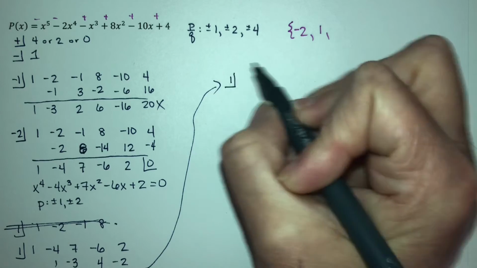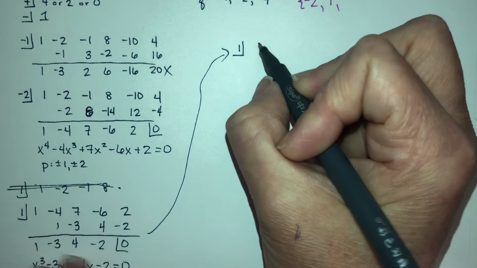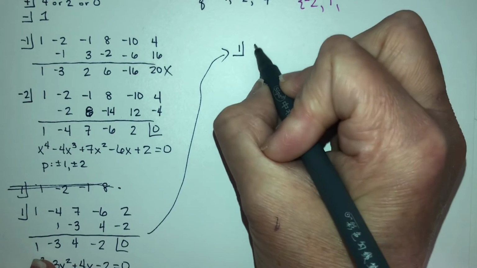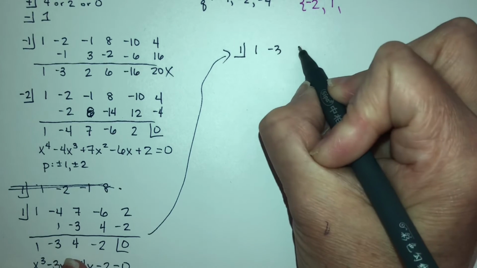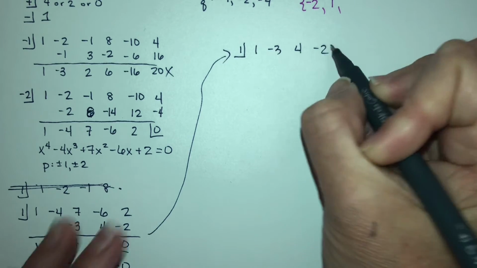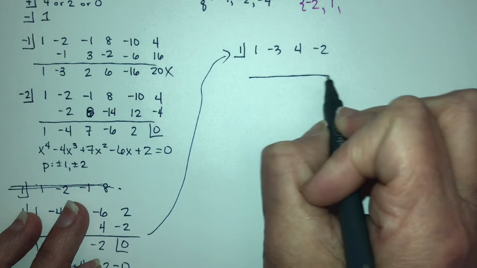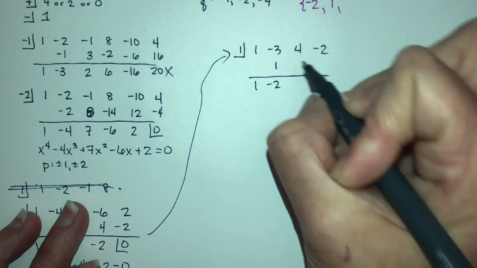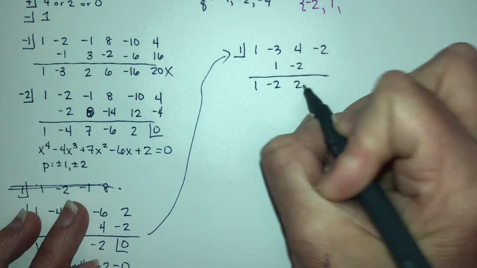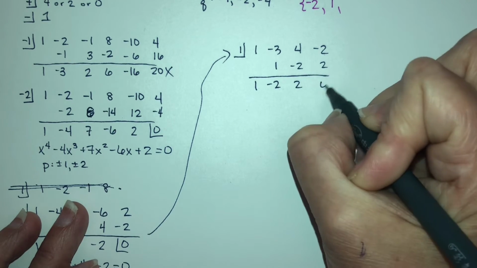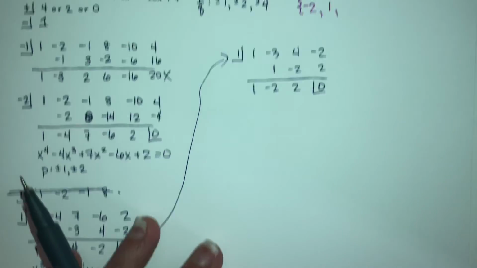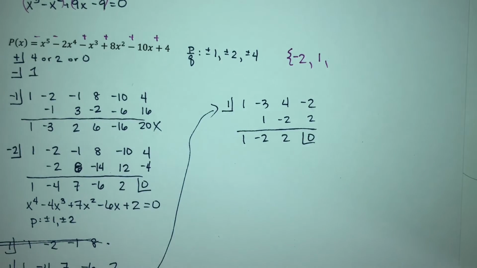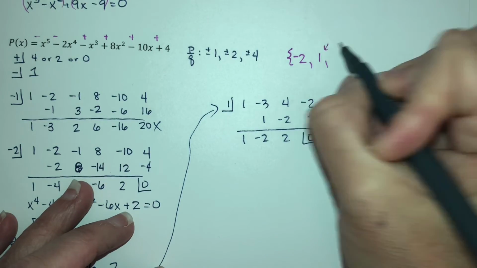So that will be 1, and then I use these values here, which are the coefficients here: 1, -3, 4, and -2, and see if it's another solution. 1, 1, -2, -2, +2, +2, and a 0. Okay, so 1 has multiplicity 2.